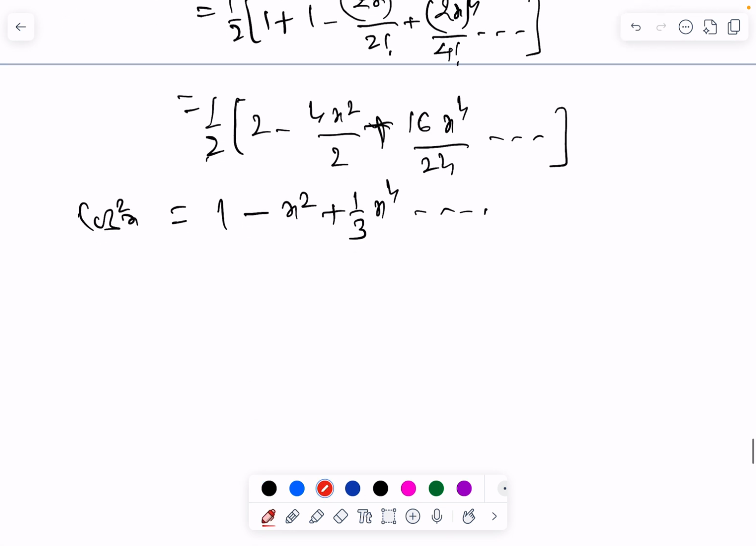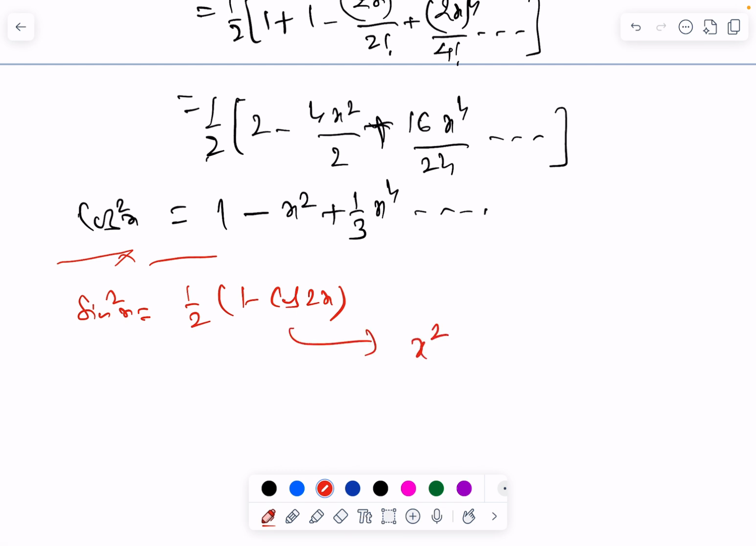Similarly, you can find the series of sine square x yourself, that is 1 by 2, 1 minus cosine 2x. So you can try and you can find out. You will get the answer as x square minus x power 4 by 3 plus 2 by 45 x power 6 and so on.